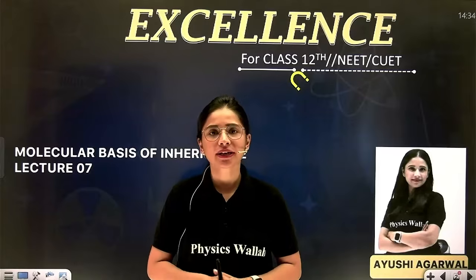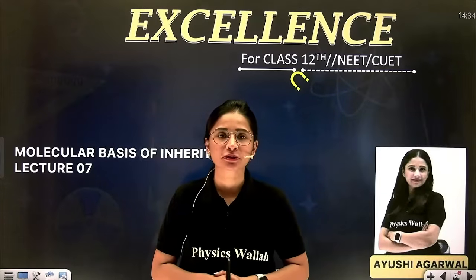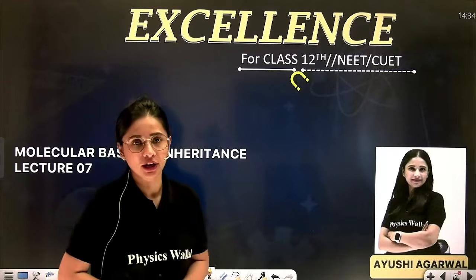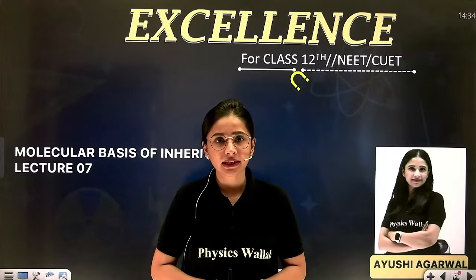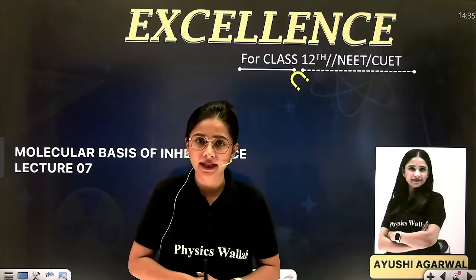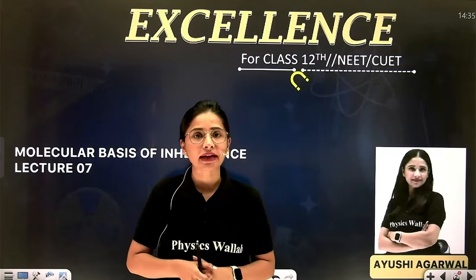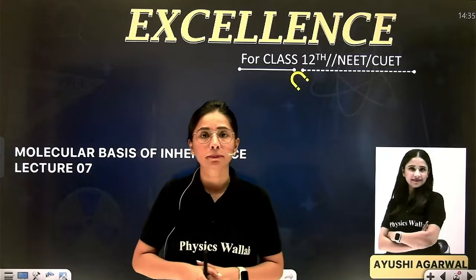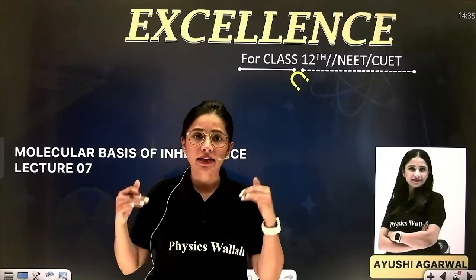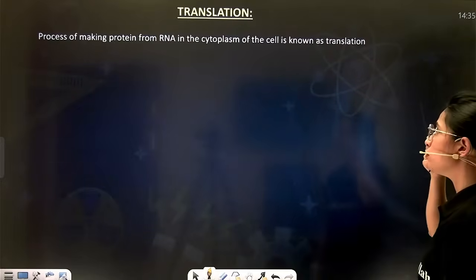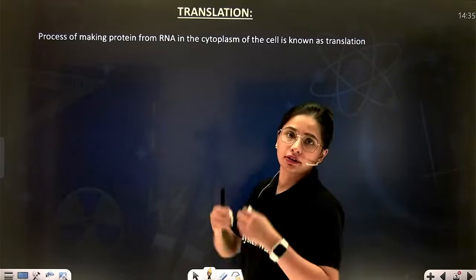So today we are going to start with the next lecture of the chapter Molecular Basis of Inheritance, and that is on translation. So far you have seen how DNA is copied to obtain DNA via replication. Then you have seen the mechanism of transcription, where DNA is used to obtain chains of RNA, different types of RNA. And now we are going to see how these different types of RNA are used for the mechanism of translation.